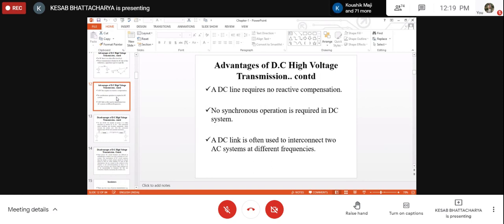What is done is that a DC link is placed in between the two AC systems operating at different frequencies. On one end, the AC voltage is converted to DC. On the other end, it is converted from DC to AC. So a DC link is the only solution to interconnect two AC systems operating at different frequencies.